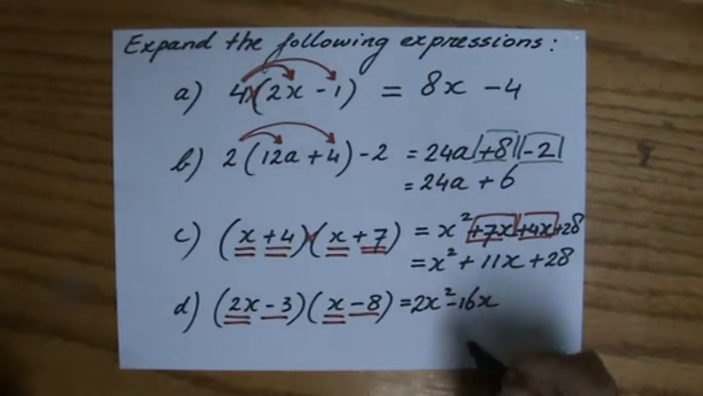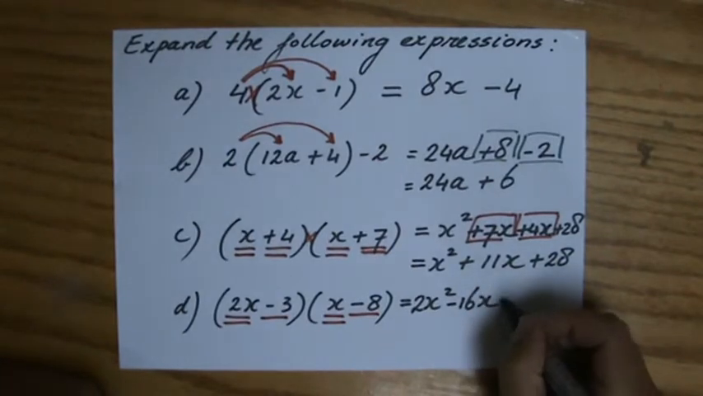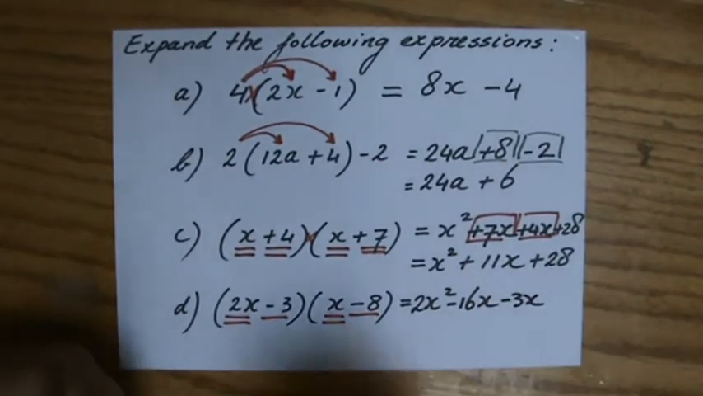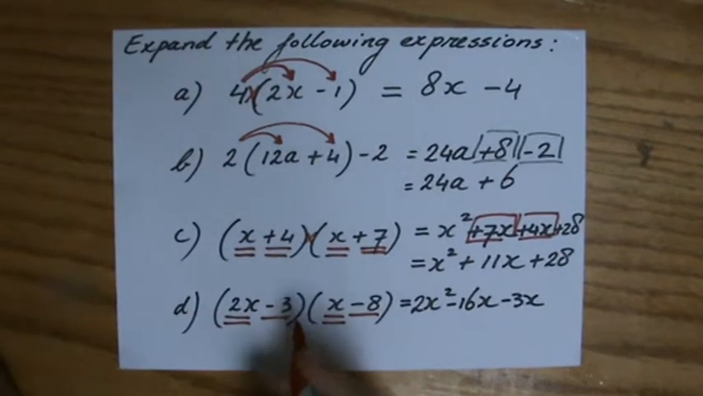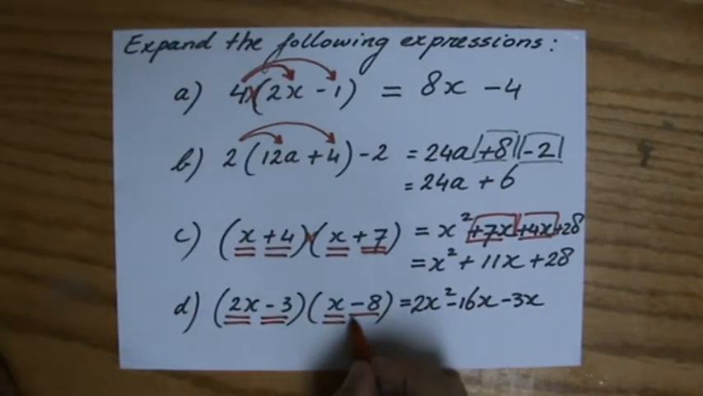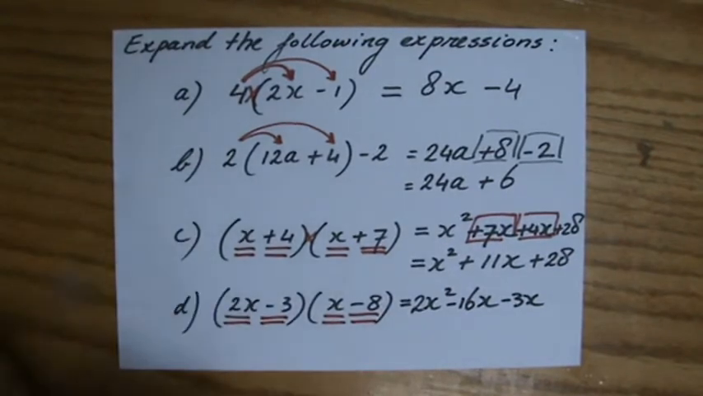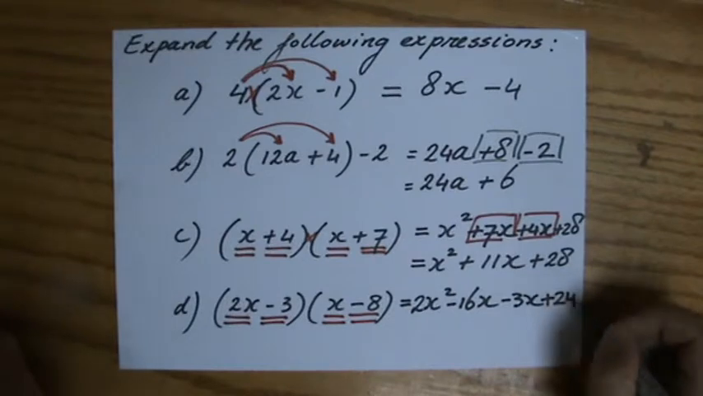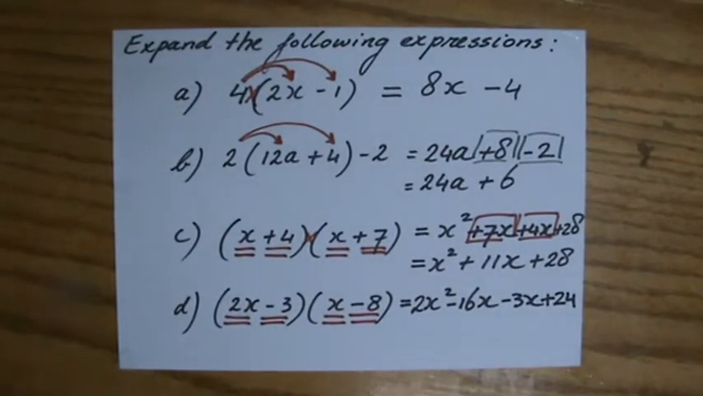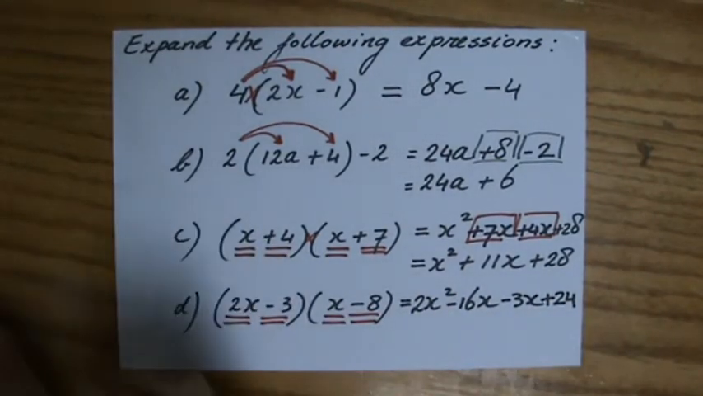Again, careful with those signs, especially when they're negative. Minus 3x, and there at the end you multiply your two numbers. Minus 3 times minus 8, and that is a positive 24. A negative times a negative is going to give you a positive 24.